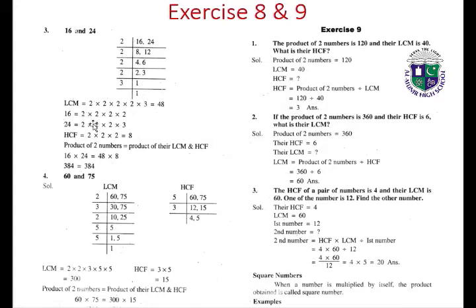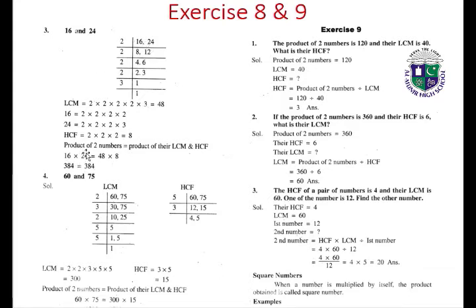16 is 2 multiply by 2 multiply by 2 multiply by 2. 24 is 2 multiply by 2 multiply by 2 multiply by 3. Common factors are 2, 2 and 2. ACF is 2 multiplied by 2 multiplied by 2, 2 2s are 4, 4 2s are 8. Product of two numbers equals product of their LCM and ACF.